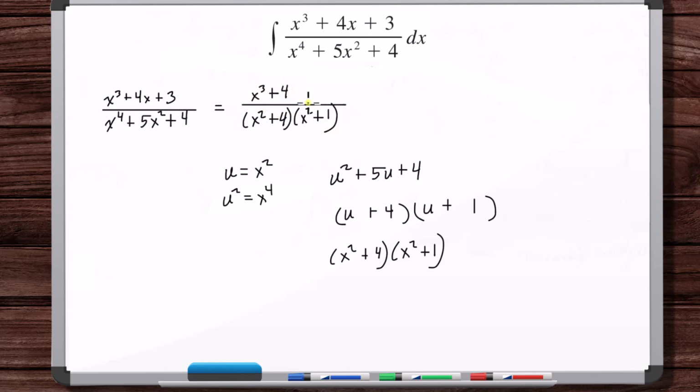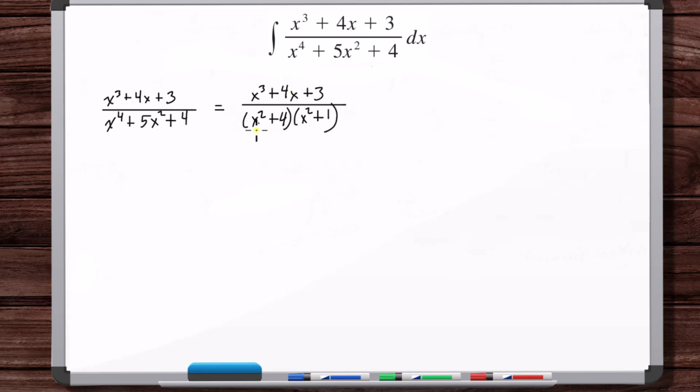Okay, that's fully factored. We've got two quadratic factors. We can't factor these anymore. So let the first quadratic factor, they're both raised to the first power, so x squared plus 4, then ax plus b. We're done with that factor. Then x squared plus 1, cx plus d. Now we need to solve for a, b, c, and d. Multiply by the least common denominator.